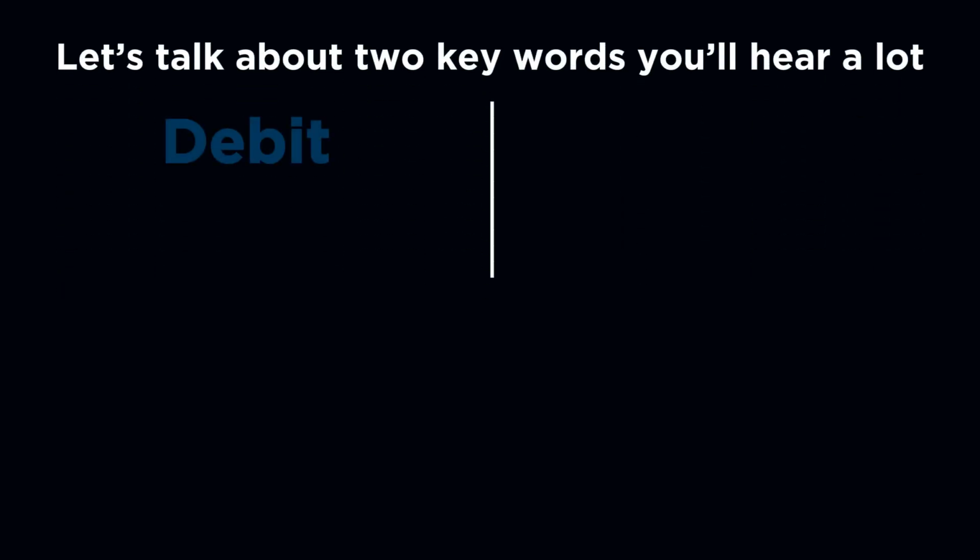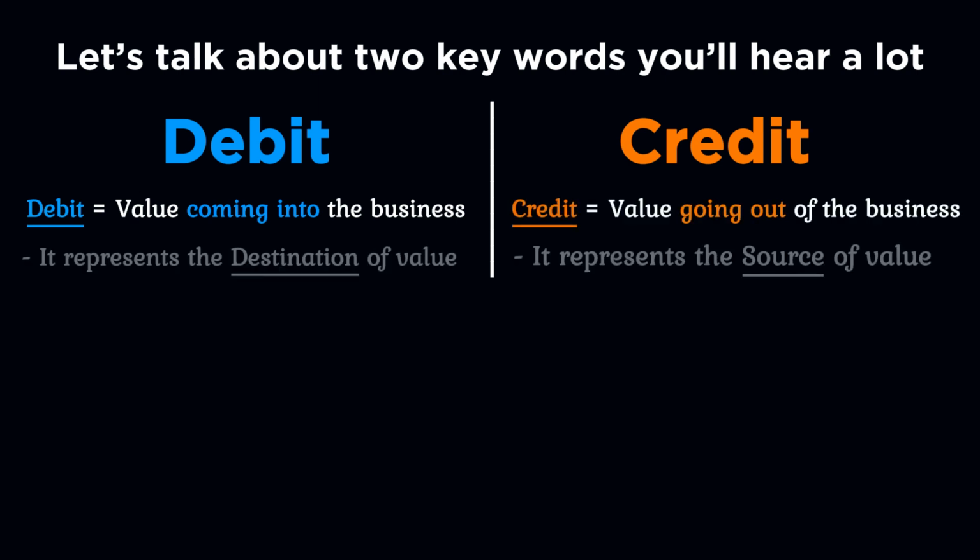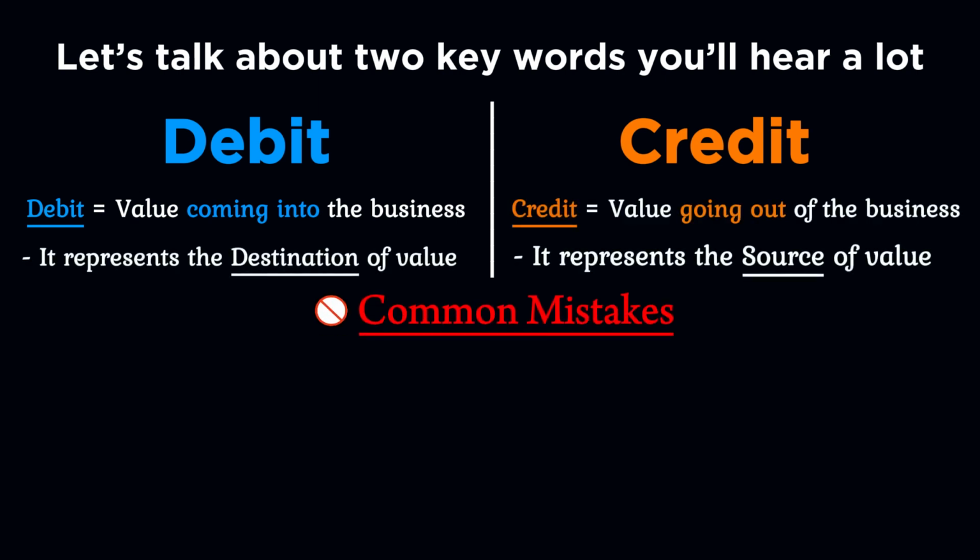Now let's talk about two keywords you'll hear a lot: debit and credit. Don't let these terms confuse you. In double entry accounting, a debit means values coming into the business and a credit means values going out of the business. But here is a common mistake.